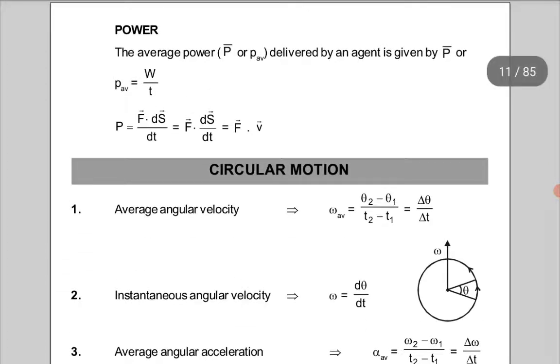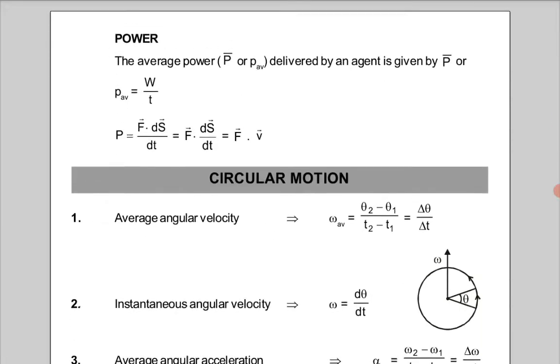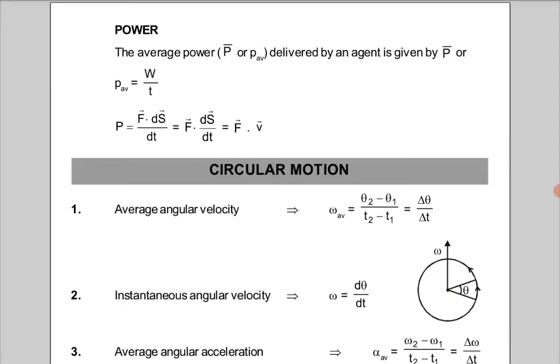Power. The average power P average delivered by an agent is given by average power equals work done upon time. P equals F dot ds upon dt, that is equals F dot v. v is the velocity, F is the force, and P is the power. In this way, all the important formulas of this section are covered.